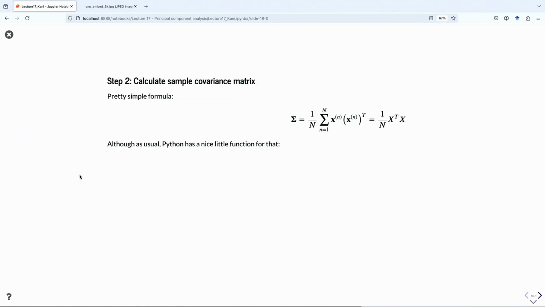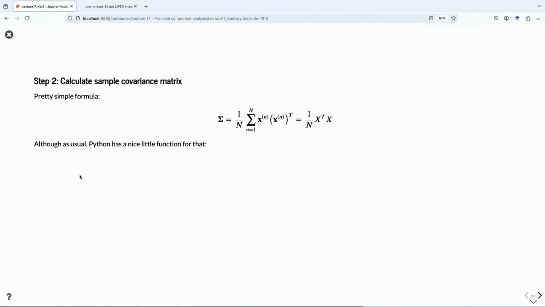Second step, calculate the sample covariance matrix. To calculate the covariance matrix, the standard linear algebra equation, we just take the sum of all the data points, multiply them by their own transpose, and then add them together. We could do this in matrix form. Just take all the data points as a matrix, multiply the transpose by itself, then we should get a d by d matrix, and divide that all by n to normalize it.